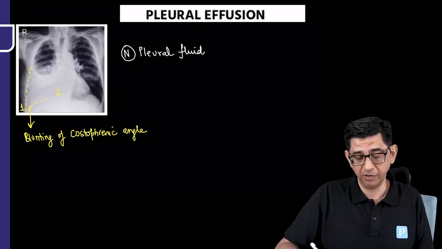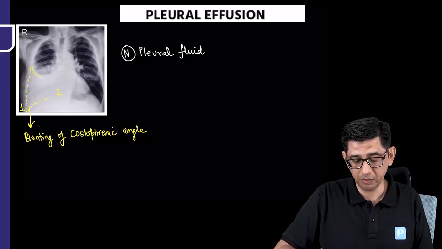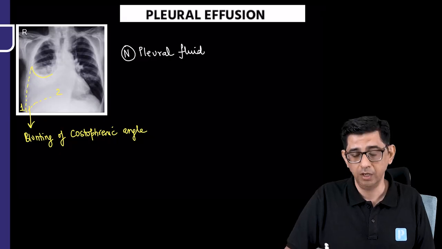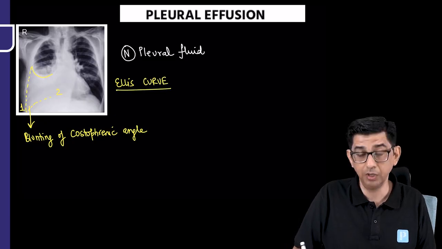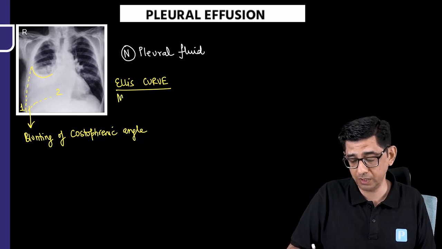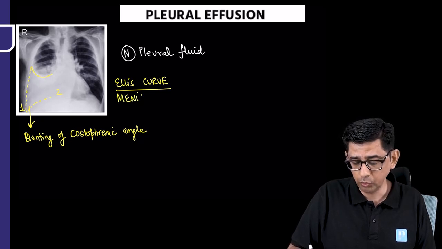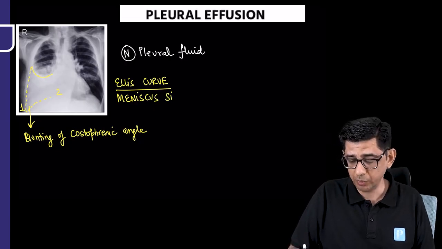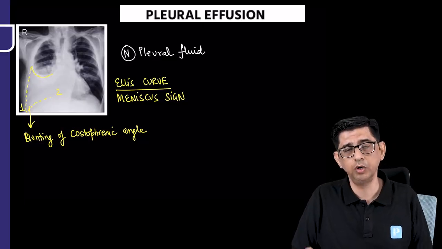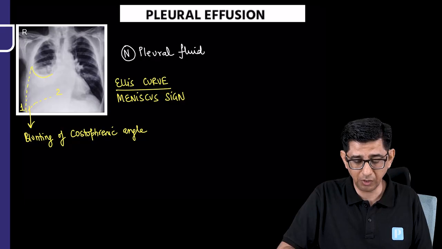A second radiological finding that I would like to draw to your attention is this very beautiful Ellis curve. The radiology people are either going to use the term Ellis curve to describe this concavity, or the second term used to describe this is the meniscus sign. Though you are going to read about the meniscus sign even in intussusception and a couple of other conditions, what I would like you to remember for the exam primarily is this concavity.